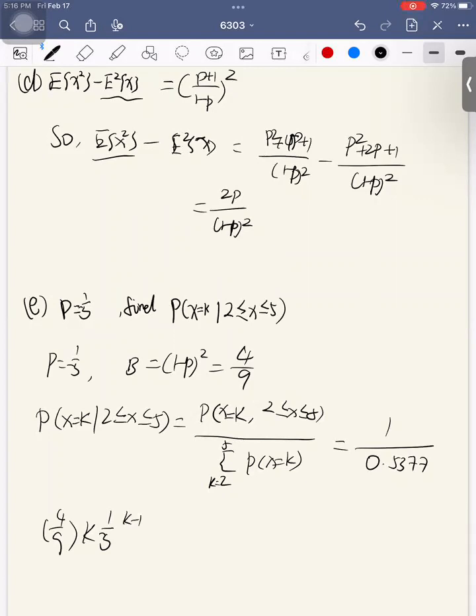So here we have already calculated the result of this probability. Okay, that's pretty much about this question. So I'm going to stop here.